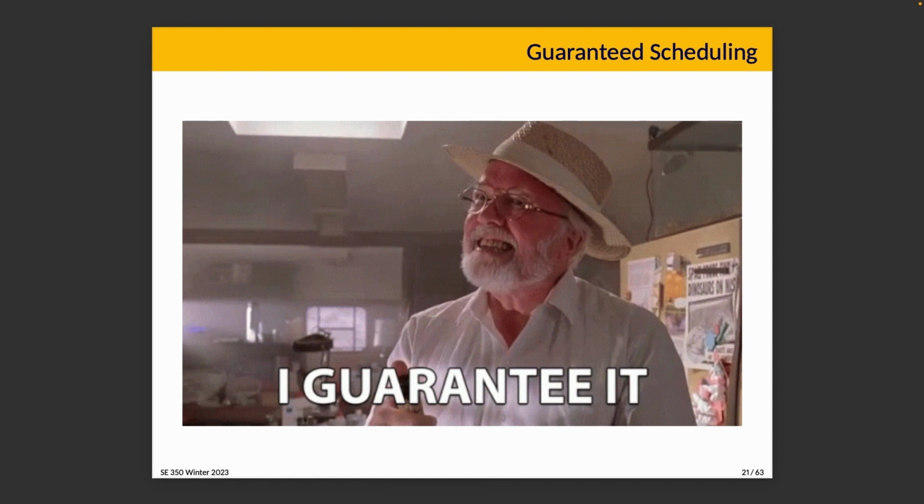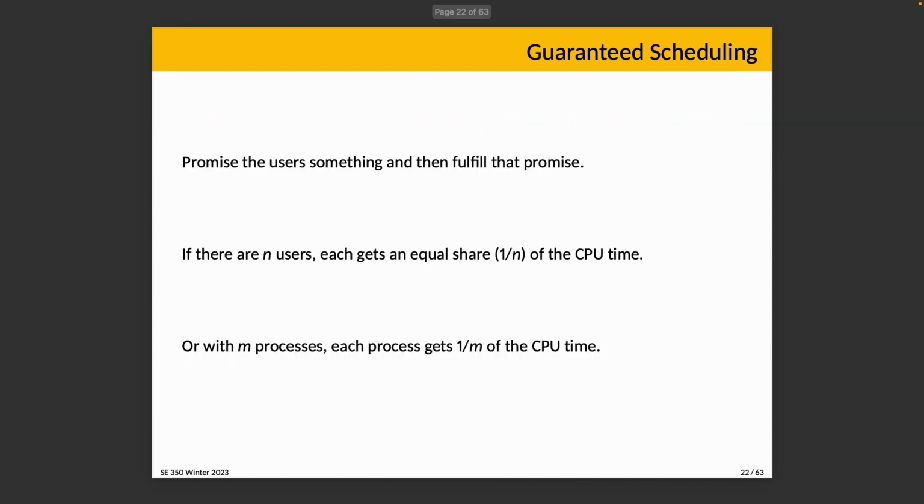This one is called guaranteed scheduling, or in the words of John Hammond, I guarantee it. Okay, what's up with guaranteed scheduling? Well, the idea behind it is promising the user something, and then you do your best to fulfill the promise. The idea is that if we say there are n users, then every user gets an equal share of CPU time. That sounds pretty reasonable, especially for something that's a shared server and there's hundreds of students who are using it at the time.